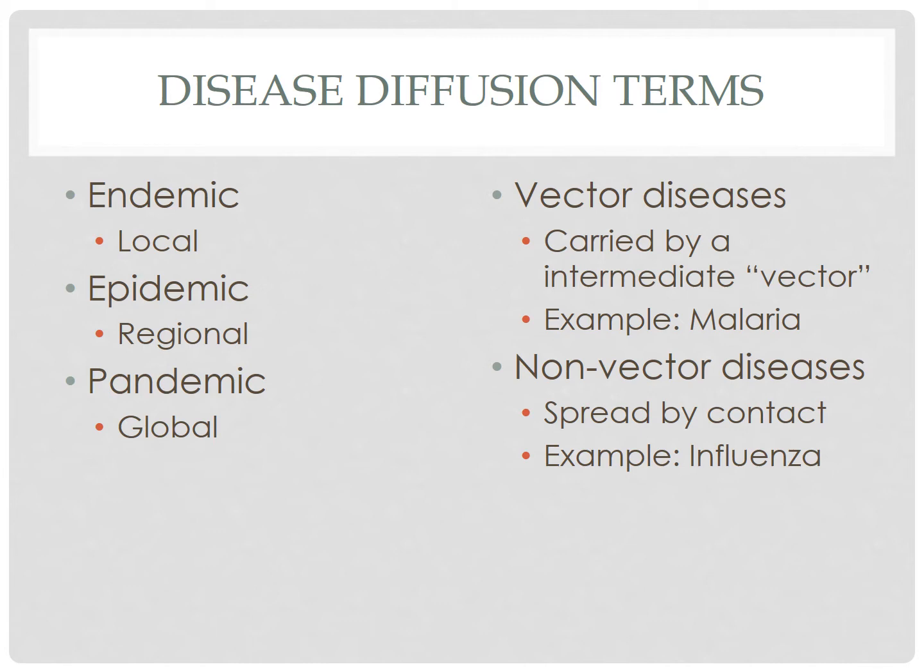All right. Then on the other half of the slide, we have two terms that you need to know the difference between. One is vector, the other is non-vector. All right. So vector-borne diseases are carried by an intermediate host. They're passed on by an intermediary that is known as the vector. The way that I like to remember this is that the vector is the vehicle. The disease is carried by the vector, it's carried by the vehicle.